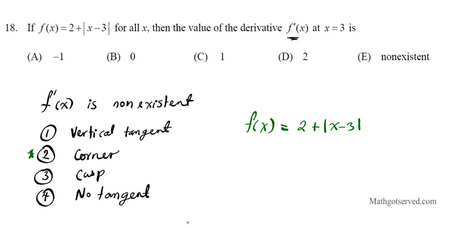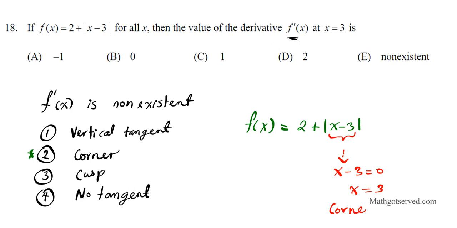The value inside the absolute value bars, if you set that equal to 0, that's where you have the corner. Okay? So let's see, where is that? If I extract that, x minus 3 equals 0. If I solve that, x equals 3, we have a corner.